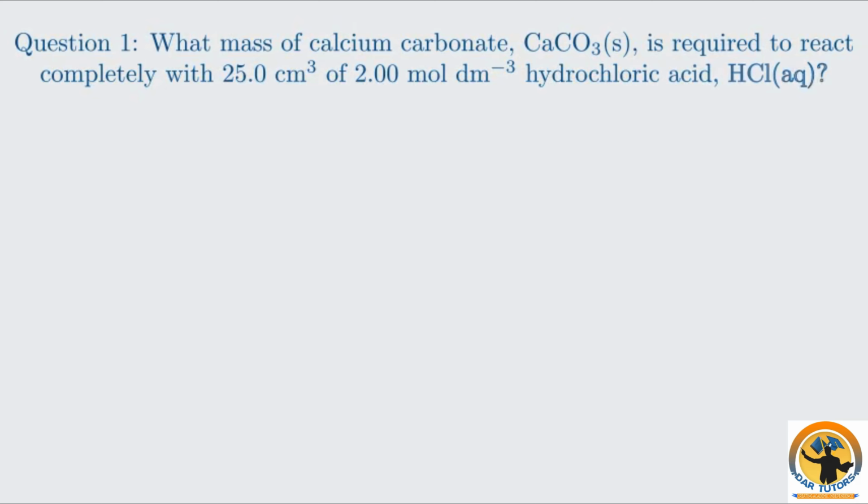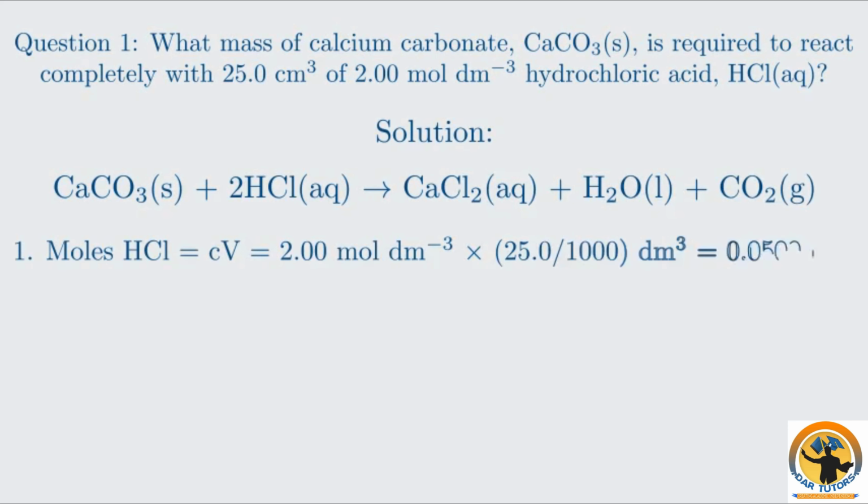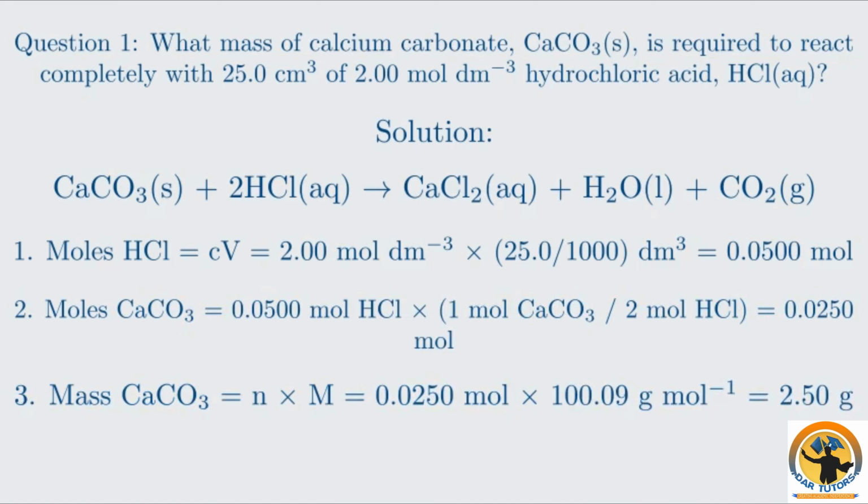To solidify your understanding of stoichiometry, we will now go through 5 IB-style practice questions with fully worked solutions. Question 1 asks about a mass-mass calculation. First, write and balance the equation. Next, calculate the moles of HCl. Then, use the mole ratio from the equation, 1 mole of CaCO3 to 2 moles of HCl, to find the moles of CaCO3. Finally, convert moles of CaCO3 to mass using its molar mass. The answer is 2.50 grams of calcium carbonate.